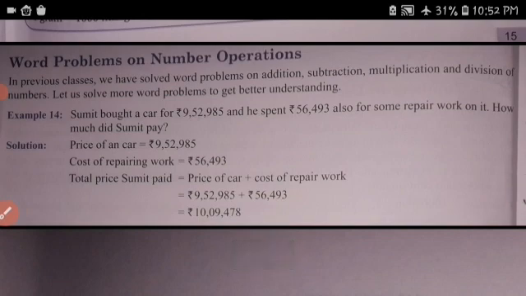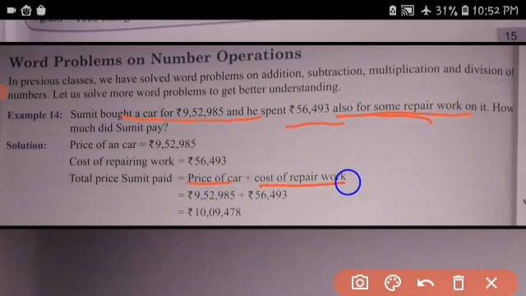Word problems on number operations. In the previous class we solved problems of addition, subtraction, multiplication and division of numbers. Let us solve a word problem. Sumesh bought a car for 9,52,985. He spent 56,493 for some repair work. How much did he pay? Now, price of car plus cost of repair work: 9,52,985 plus 56,493. So the total is 10,09,478.